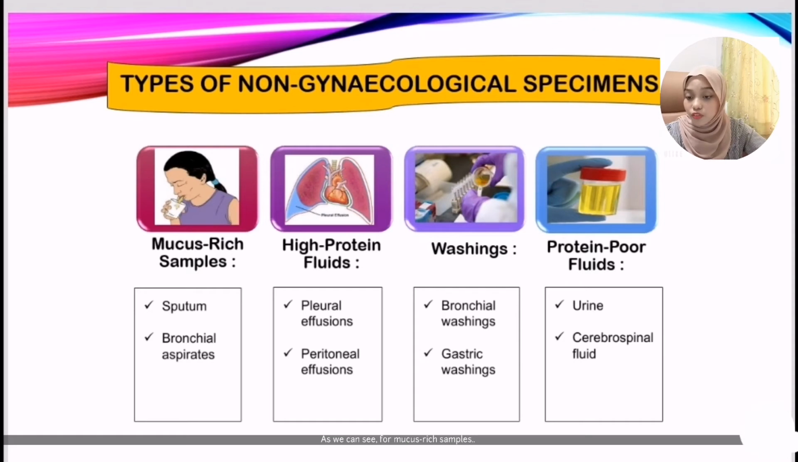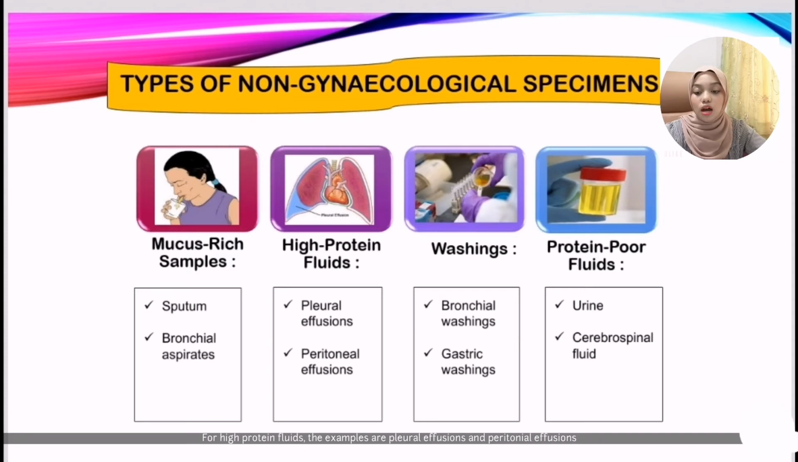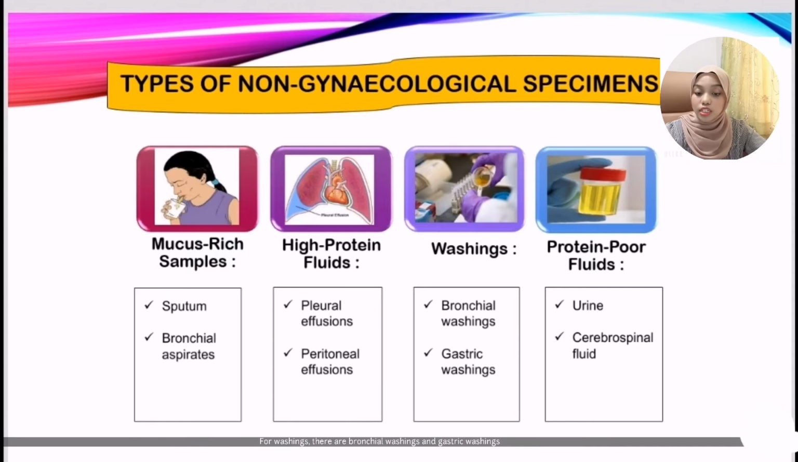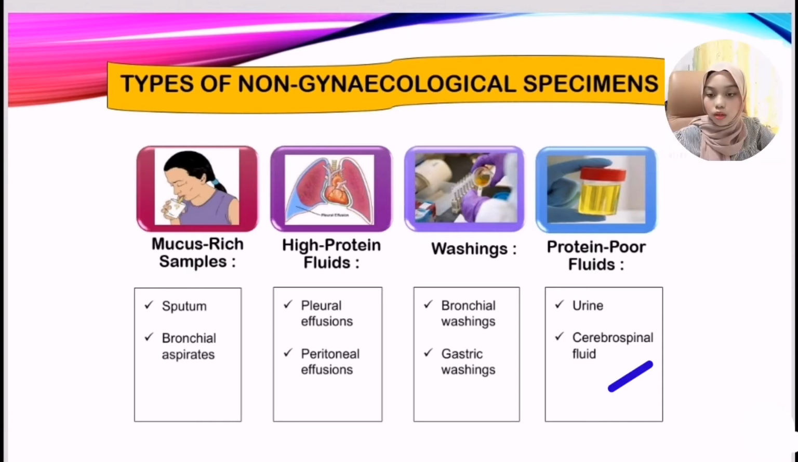As we can see, for mucus-rich samples, the examples are sputum and bronchial aspirate. For high protein fluids, the examples are pleural effusions and peritoneal effusions. For washings, they are bronchial washings and gastric washings. For protein pure fluids, they are urine and cerebrospinal fluid. Okay, after we know all 4 types of non-gynecological specimens, let's proceed to how the specimen is collected in more detail.